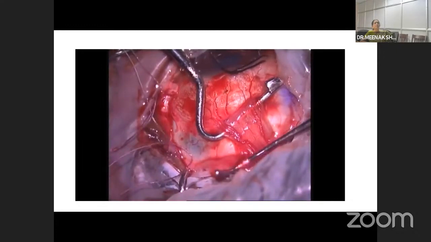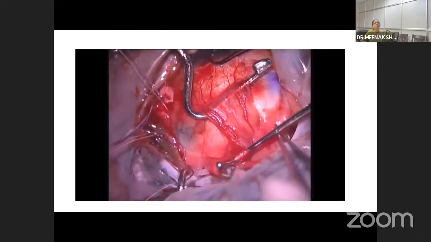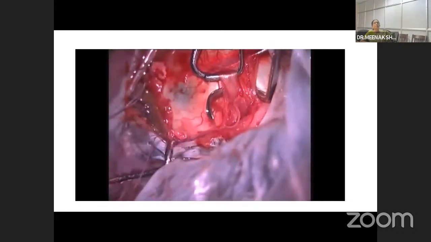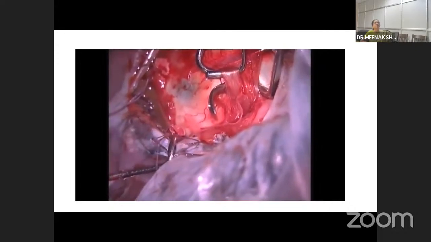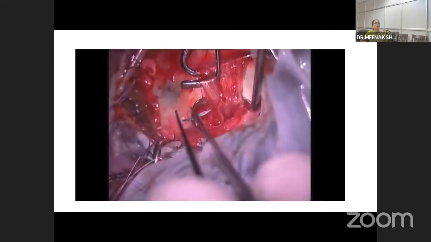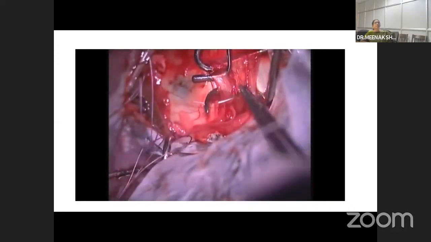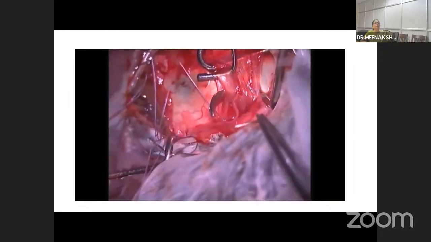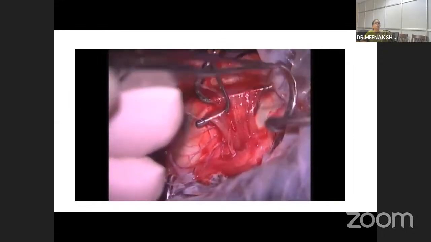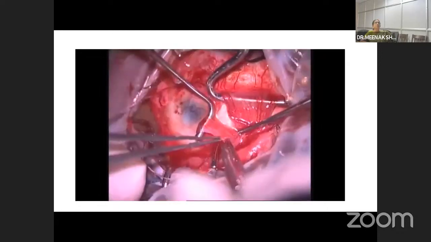I'm sharing the video where we have first done the posterior PTSO also. So when you do a PTSO, it helps in two things. It will be easier when you are passing the suture, and you will have a better effect also.